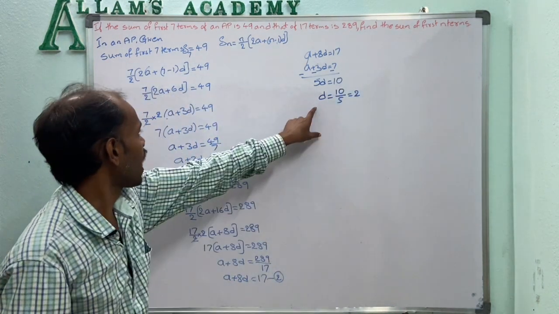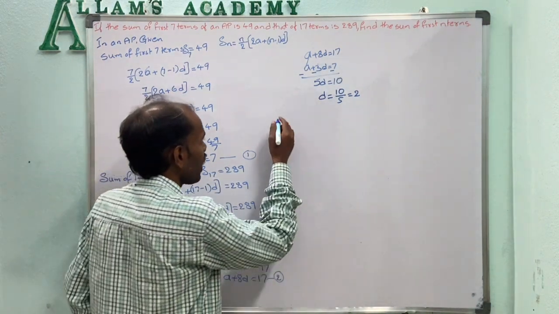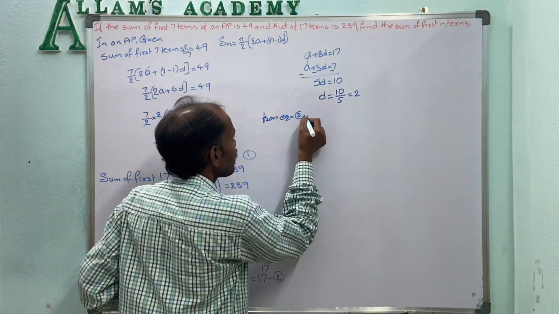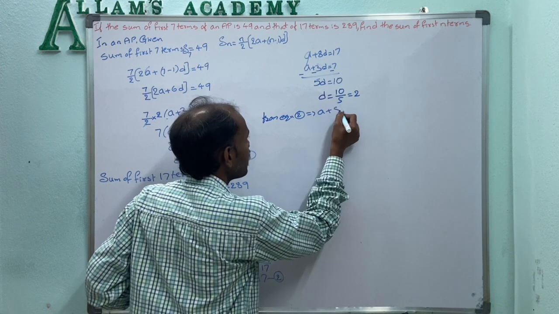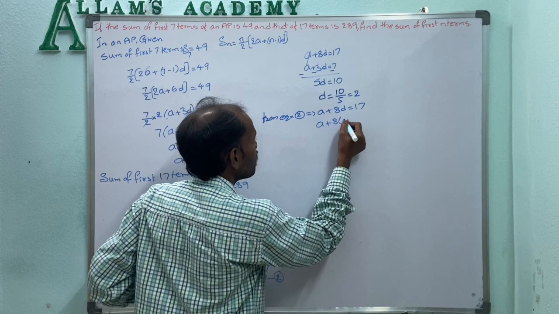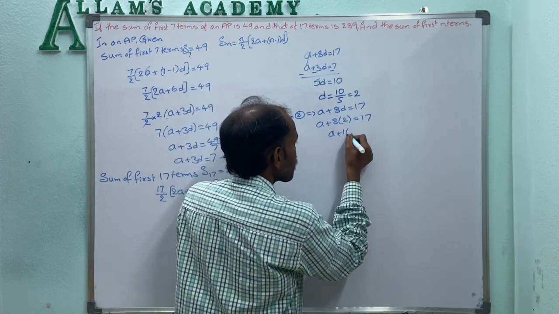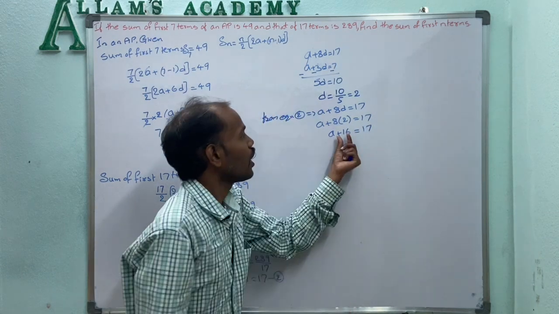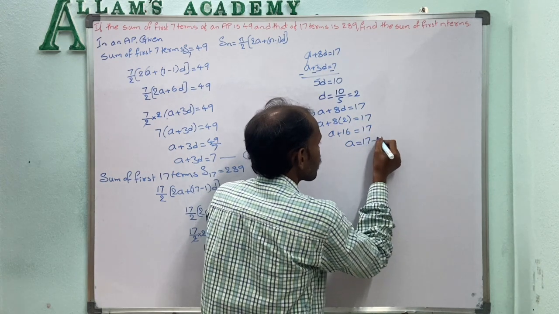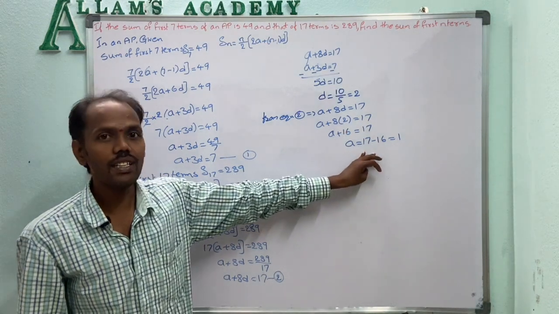Now the d value, the common difference, is substituted in the first or second equation, and we get the a value. So from equation 2, given a plus 8d is equal to 17. So a plus 8 into d value 2 equal to 17. 8 times 2 is 16. So a plus 16 equal to 17. Now this plus 16 transfers to RHS, that is minus 16. So 17 minus 16 is equal to 1. So the first term of the AP is 1.